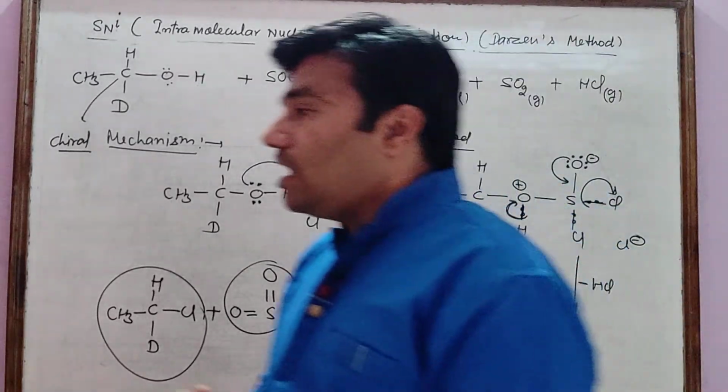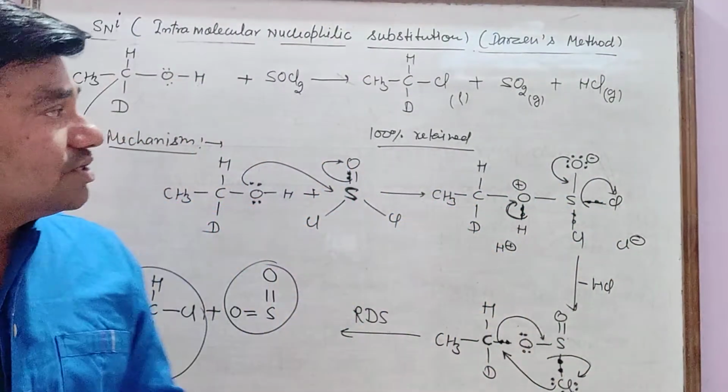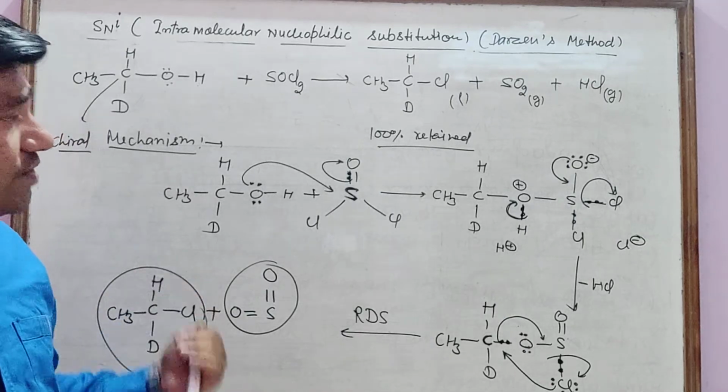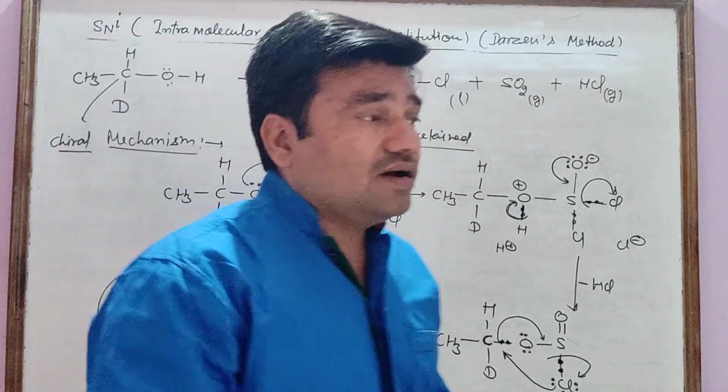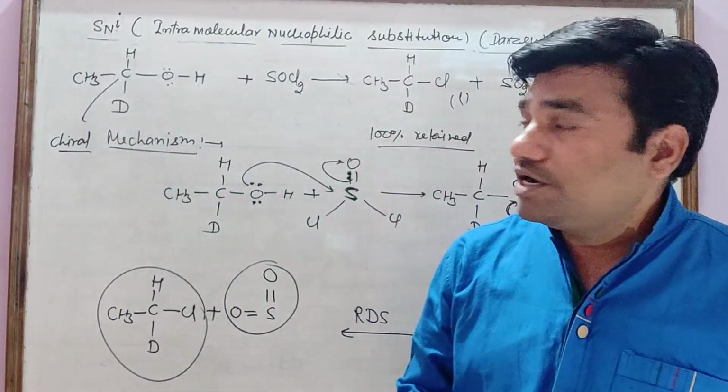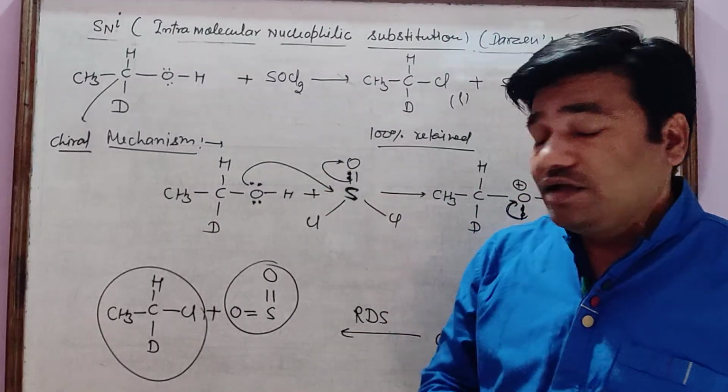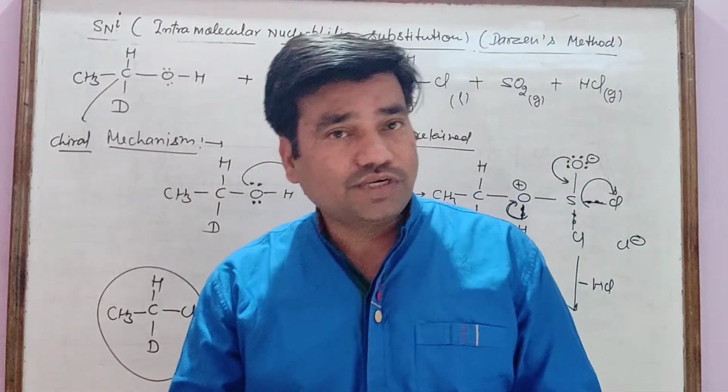So this is the SNi reaction. This is a very important reaction, and if we want to make a retained product, 100% retained alkyl chloride, then we will use this reaction.